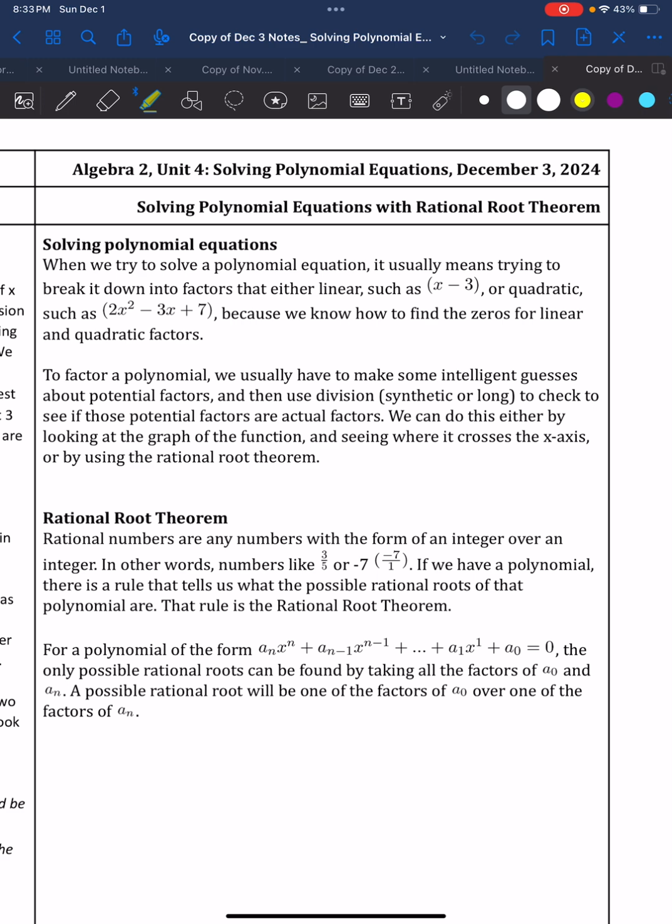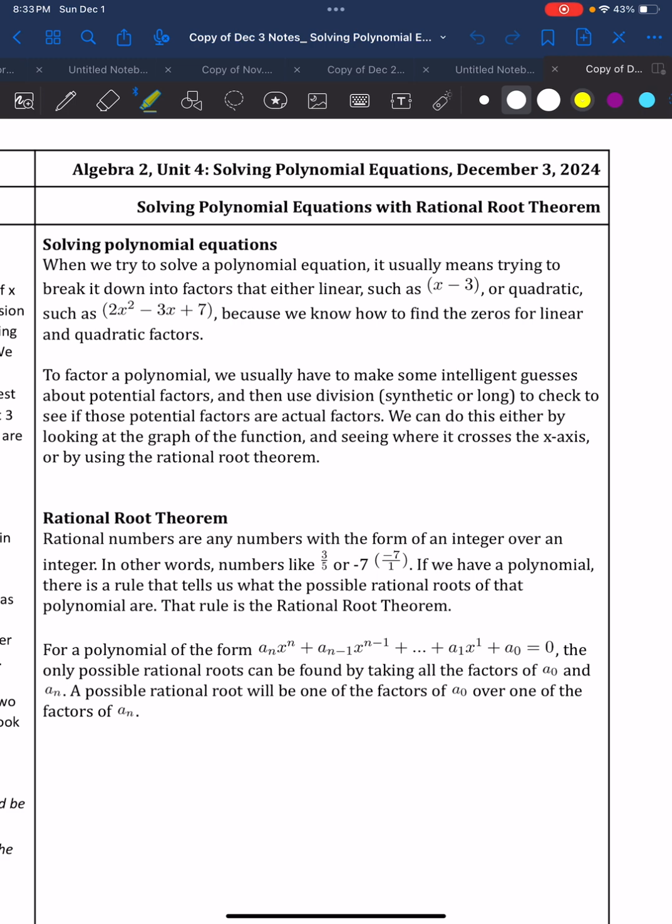So there's two basic ways. One way we do this is by graphing the function and looking where it crosses the x-axis, and if it crosses at points we can identify, then we can use those as roots, and that lets us find factors. The other way is the rational root theorem, and that's what we're going to learn about today.